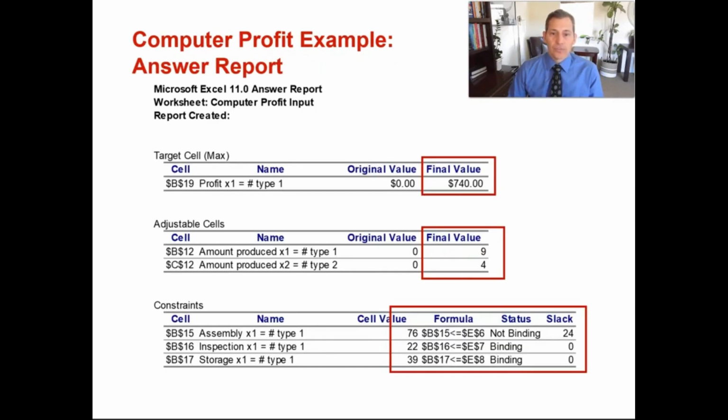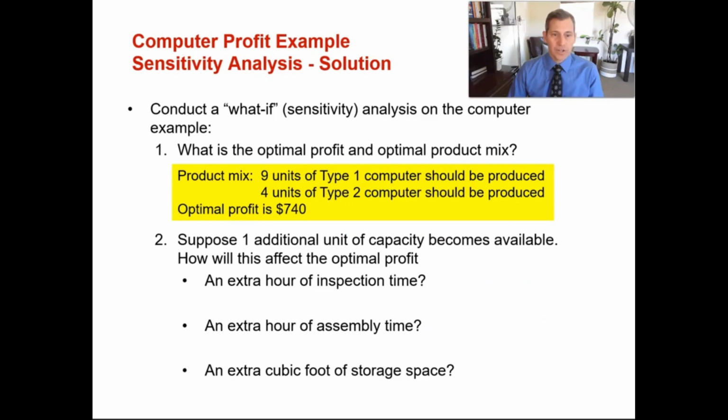So, the first question was, what is the optimal profit and the optimal product mix? Well, your profit is 740 and your product mix is 9 of the type 1s and 4 of the type 2s. Pretty straightforward question, pretty straightforward answer. So 9 units of type 1, 4 units of type 2, and your optimal profit is $740.